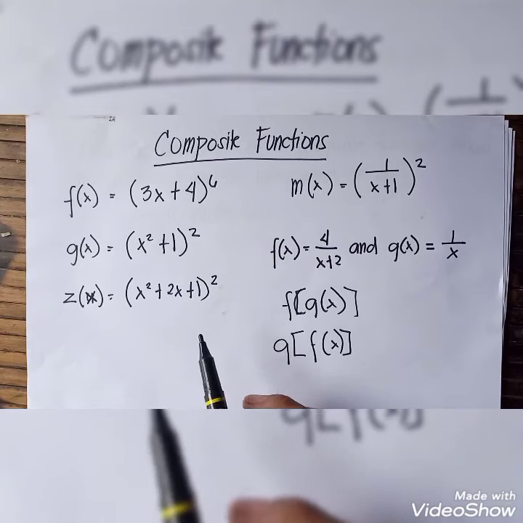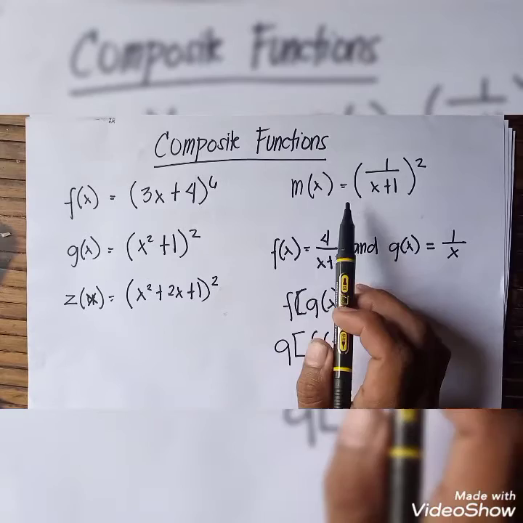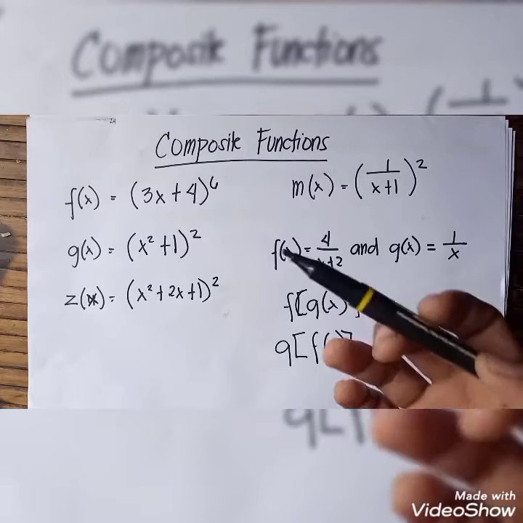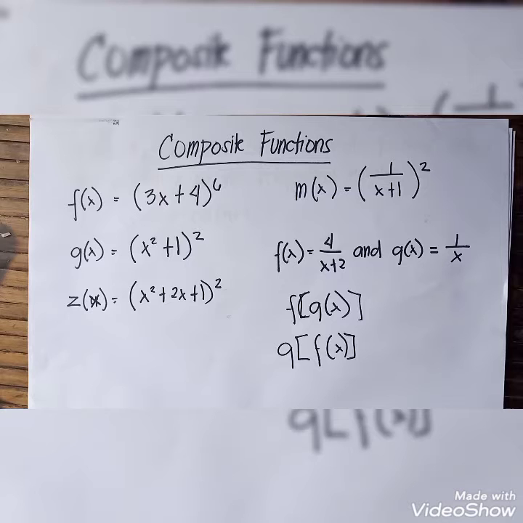So another is m of x is equal to 1 over x plus 1, squared. We have also the outer function, which is 2. And we have an inner function, which is 1 over x plus 1, which can be derived using the quotient rule, which is v du minus u dv over v squared.